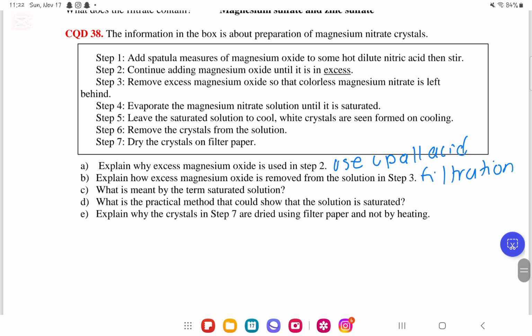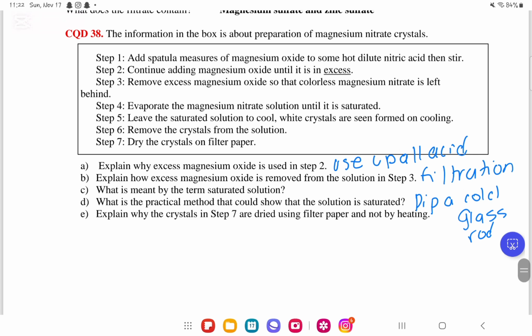Very simply, you have two ways of doing this. You can either add more magnesium oxide, or you can dip a cold glass rod. Okay, for part D, two ways, but the preferred way is to dip a cold glass rod. Explain why the crystals in step 7 are dried using filter paper and not by heating.